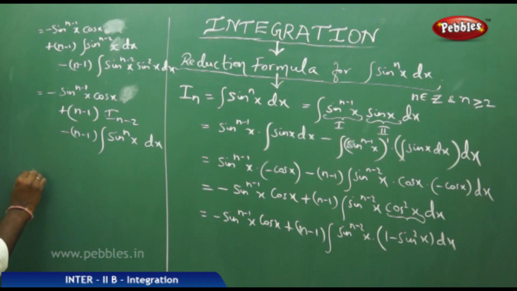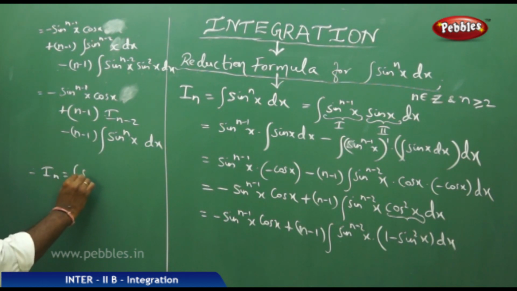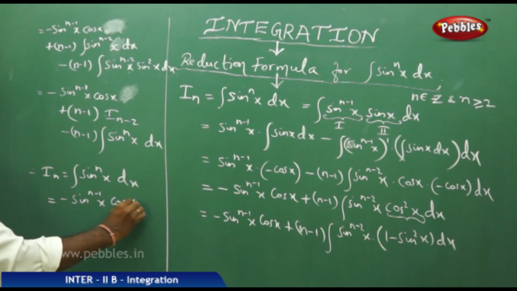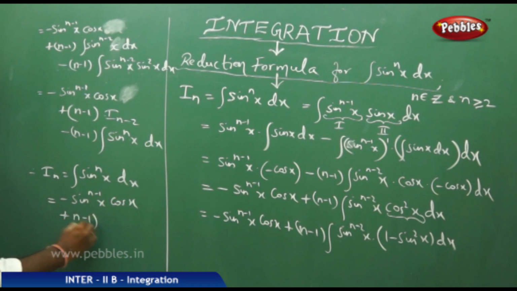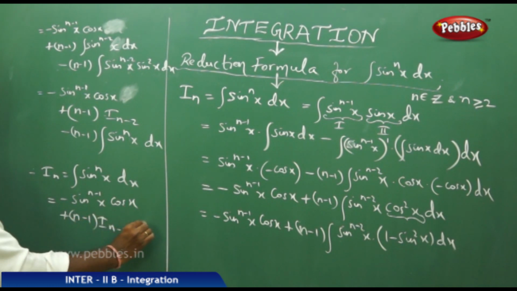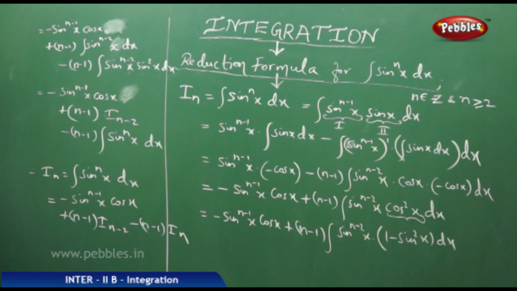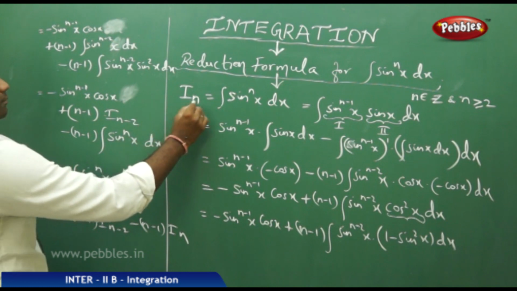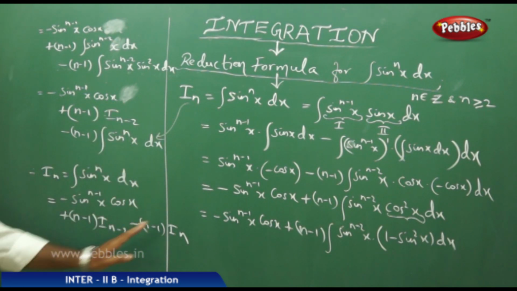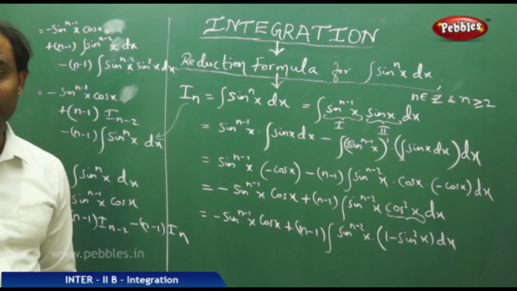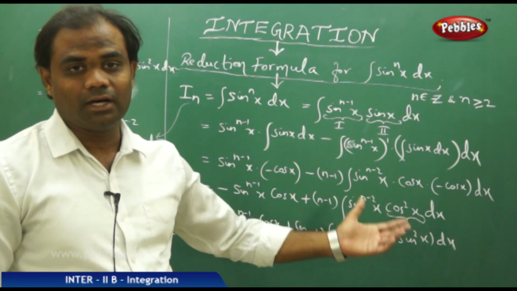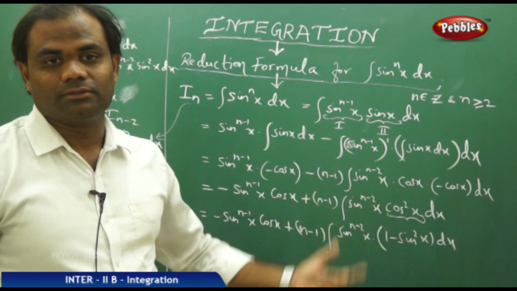So this reduces, therefore In, which equals integral sine power n x dx, is given by the formula minus sine power n minus 1 x cos x plus n minus 1 In minus 2 minus n minus 1 In, which is what we get when I substitute this with the value as we have. Now taking In to the left, we get the reduction formula for In, that is integral sine power n x dx. Let's see how we can do this, continued from the session.